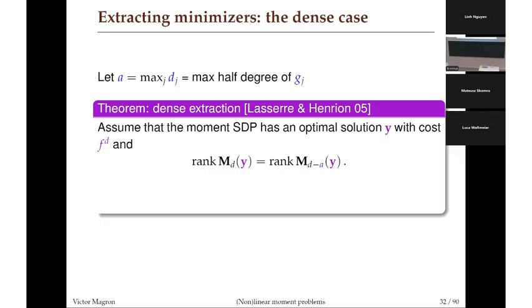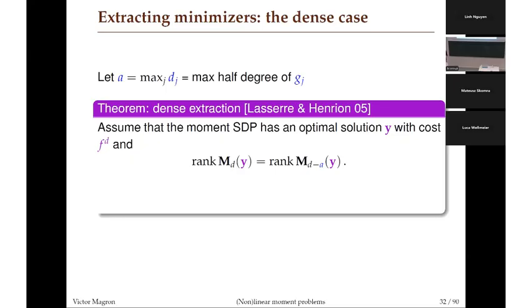And assume that you solve your moment program, so the relaxation with the pseudo moments, and you find the moment matrix whose rank stabilizes. So what does it mean? It means that you have your moment matrix with all the monomials up to degree d, and then you take the submatrix with all the monomials up to degree d minus 1. I say d minus 1 because this 1 is the half degree, but it can be more general, it can be 8. So you have the smaller matrix and the big matrix, and they have the same rank.